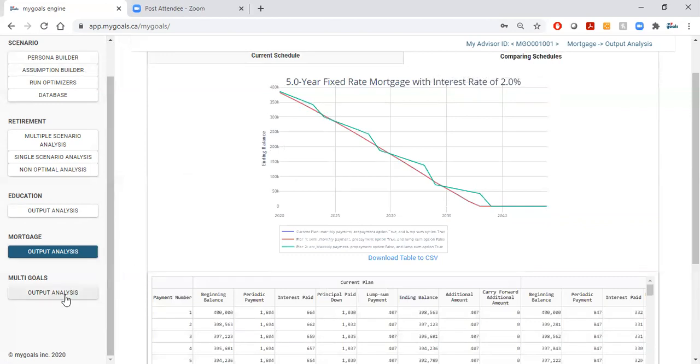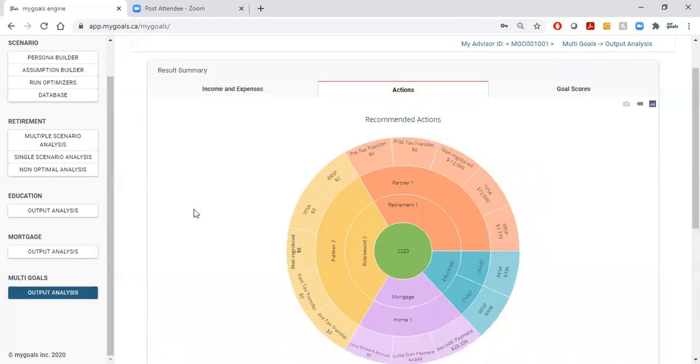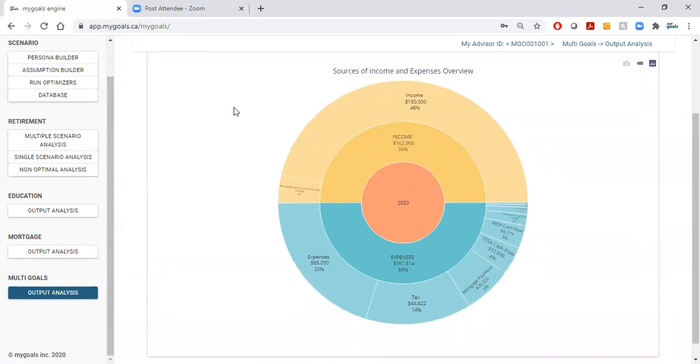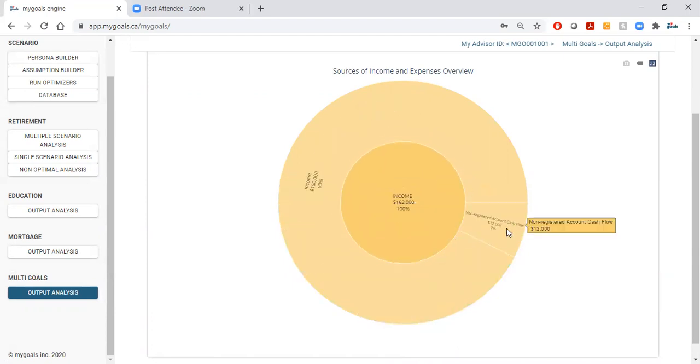Okay, one more tab that we'll go look at now quickly. These are sort of our calls to action. This graph on the left, think of it as sources and uses of income. Again, this is a single individual, and we're going to show a married individual how this all changes in upcoming videos. But right now, this is a single individual who we can isolate in on sources of income. They had a $12,000 non-registered cash flow, and then $150,000 in income.